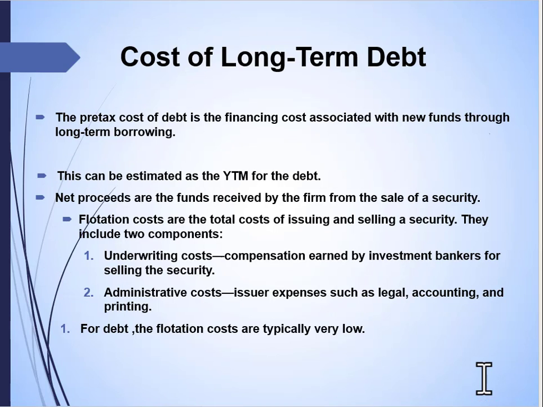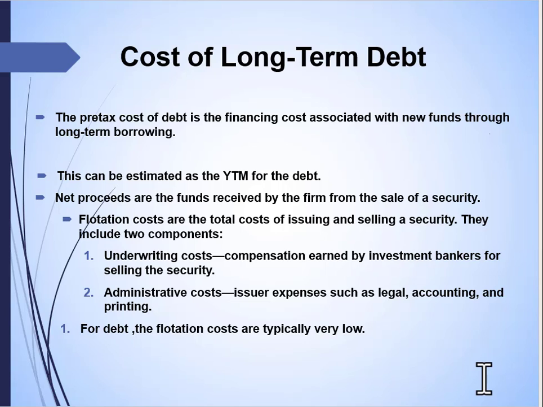So how we explain the cost of long-term debt is that the pre-tax cost is the financing associated with new funds through long-term borrowing. The number we're looking at is the yield to maturity. The yield to maturity is the return that bondholders get. That has to be the price or the cost that the corporation or the government pays.